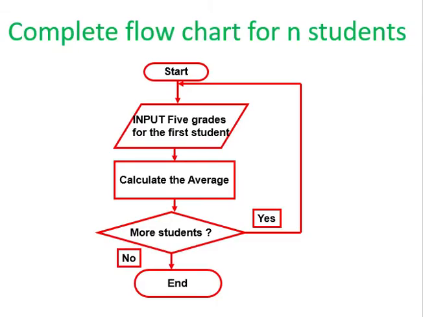Here is the complete flowchart for the students. We don't know the number of students, that's why we mention n students, n number of students, maybe we don't know. So until the end of the class, until the end of the students, this loop will again move and find out the average of the result.